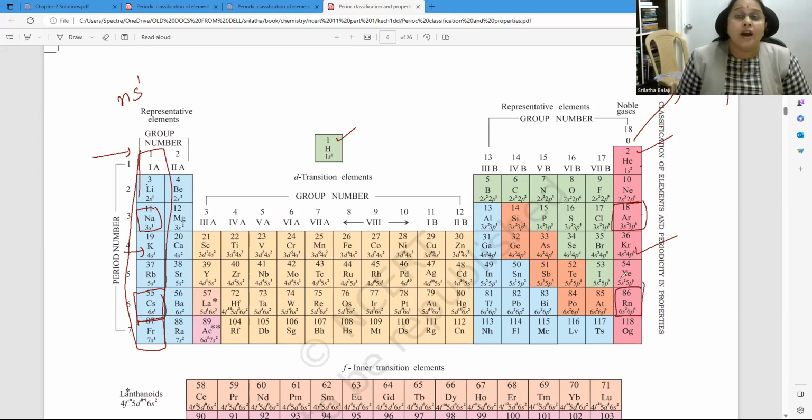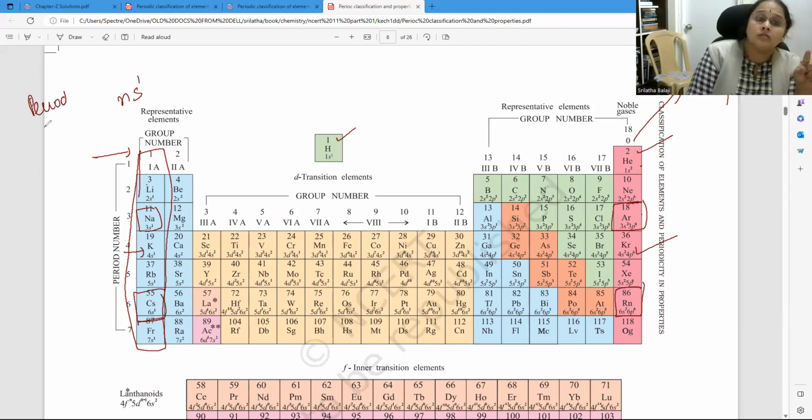Is that clear? So every shell is getting completed. Every period begins with a new shell. Every period ends with the octet configuration of the shell. So period number is equal to what? It's equal to the valence shell or the number of shells.